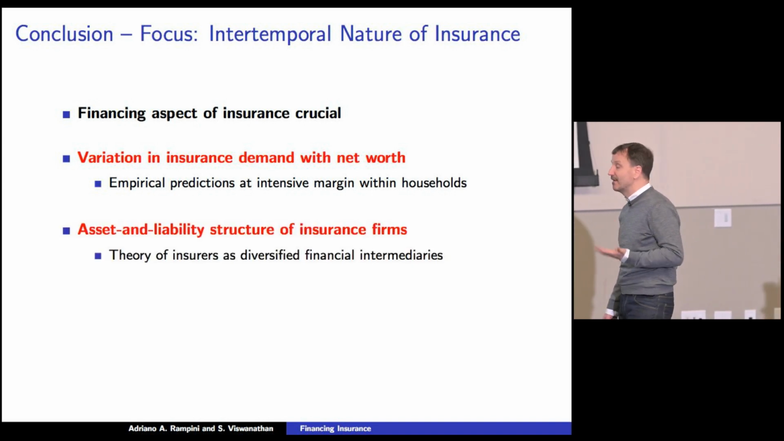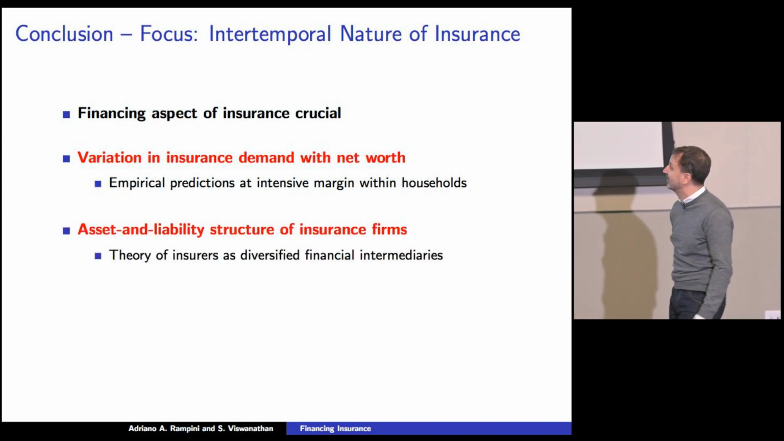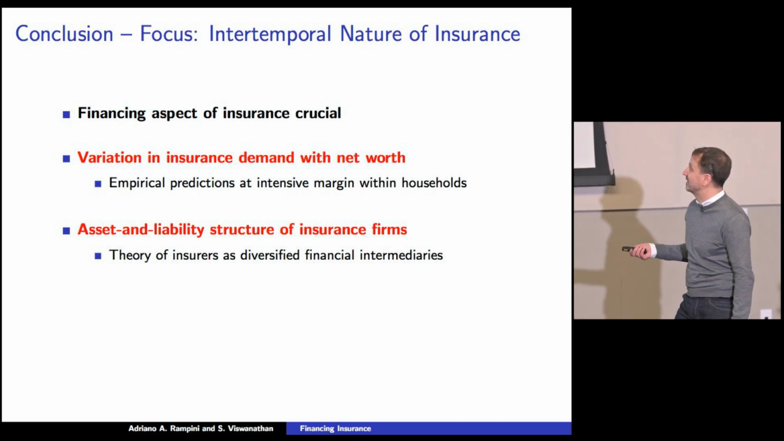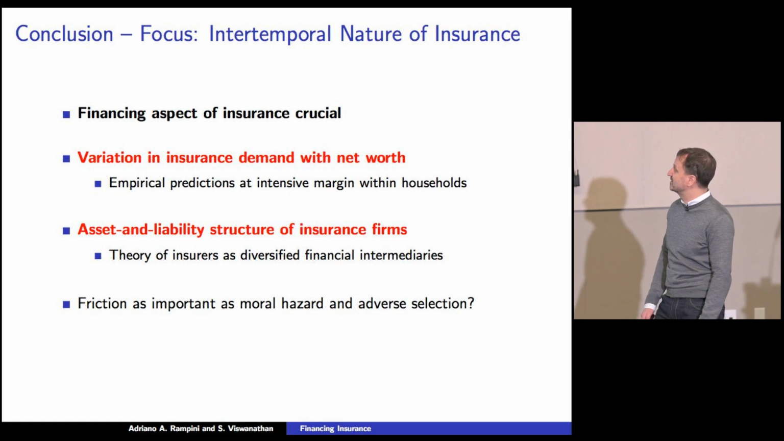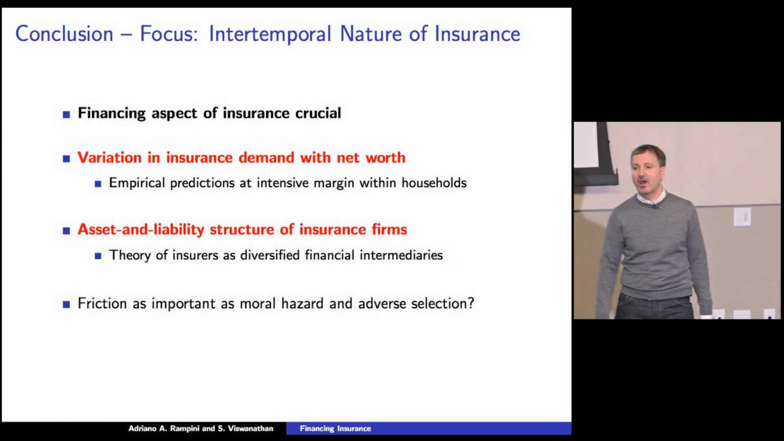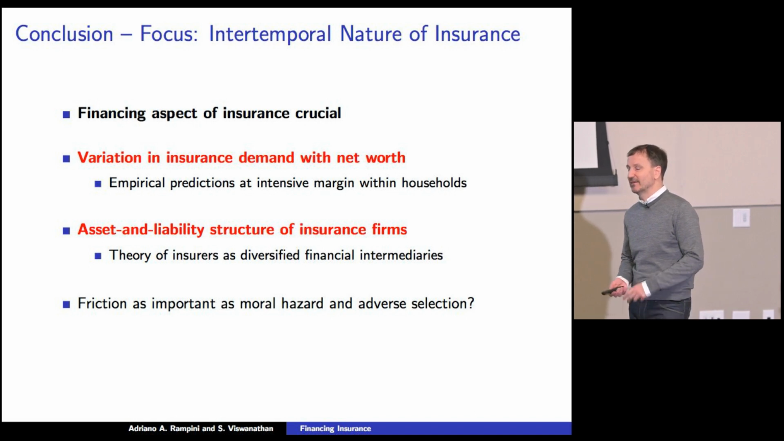It also is a step in the direction of providing a theory of the insurance firms as diversified financial intermediaries with a particular asset liability structure. And we think that this is an aspect that has been understudied relative to moral hazard and adverse selection.